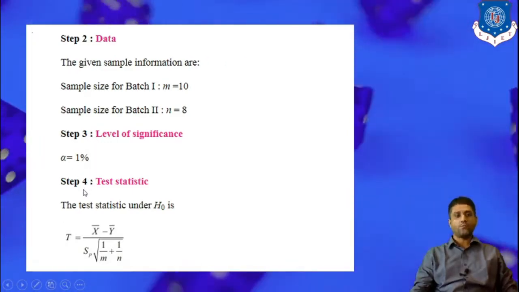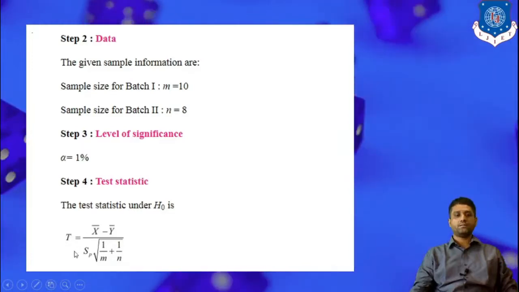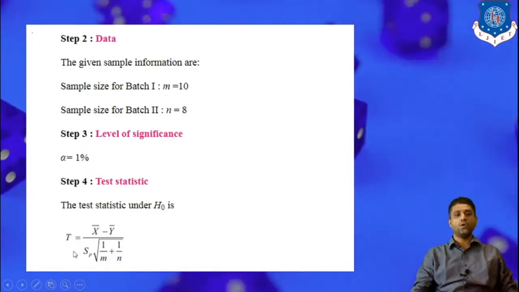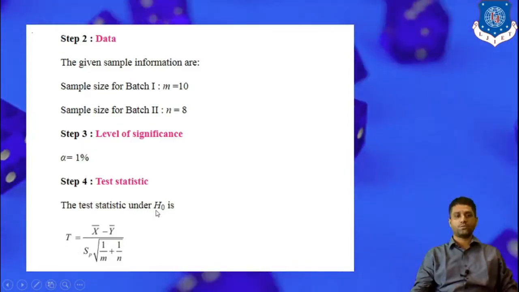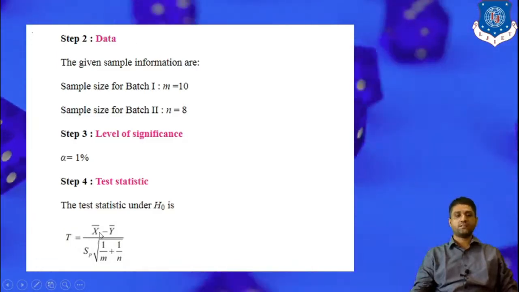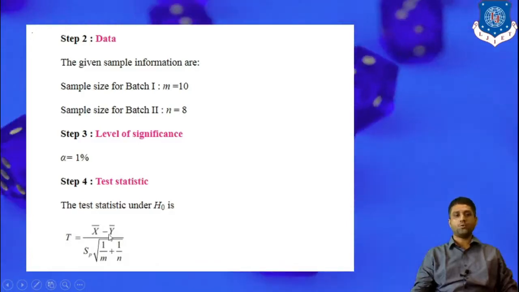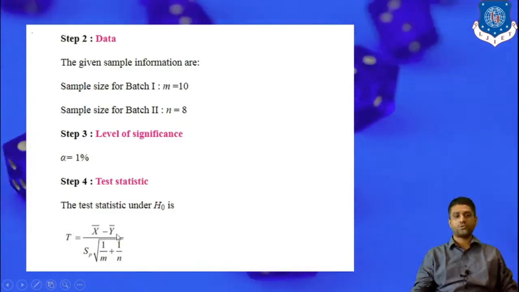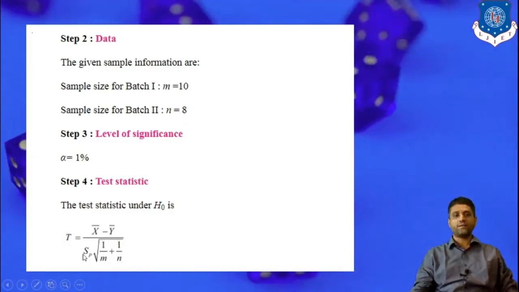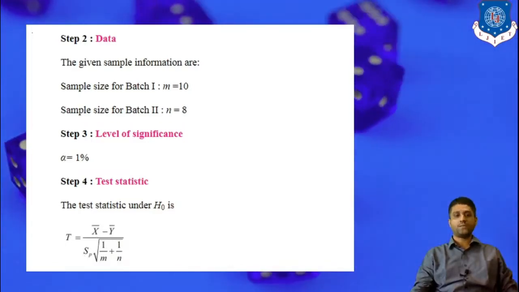In step number 4, we have to calculate the t statistic, that is the value of t naught, on the basis of the null hypothesis. So the t statistic is equal to x bar minus y bar upon s into square root of 1 upon m plus 1 upon n. Next, our aim is to calculate the sample means corresponding to batch 1 and batch 2, and calculate this standard deviation, which is a combination of both batch 1 as well as batch 2.